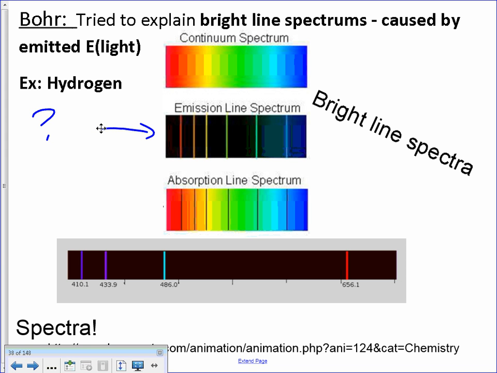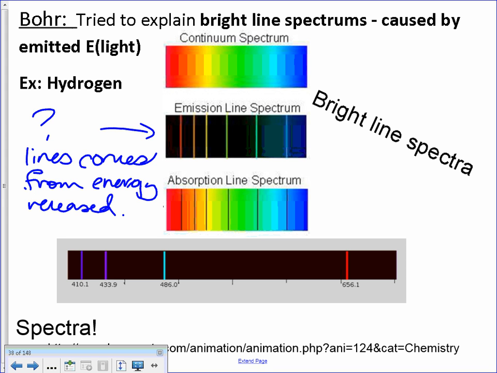Where are these lines coming from? Where are these emissions of energy coming from? Anybody? Lines come from energy being released. And how is the energy released? Right, they're falling from excited state to ground state. So the lines are coming from the energy that's being released, which is coming from electrons falling, from excited to ground.